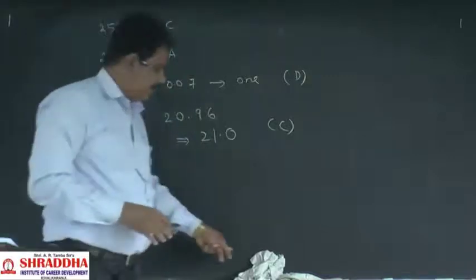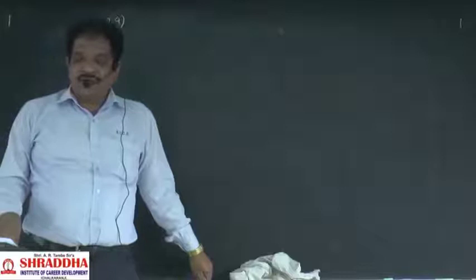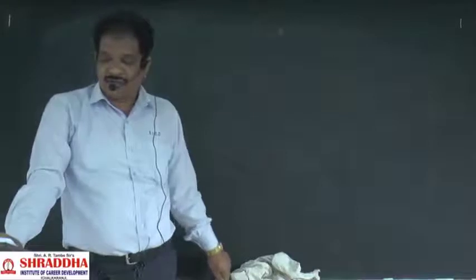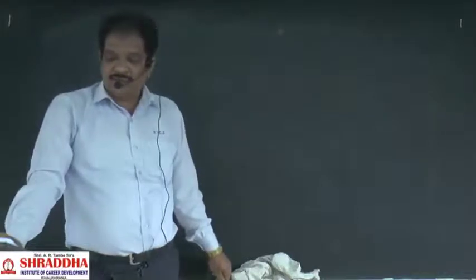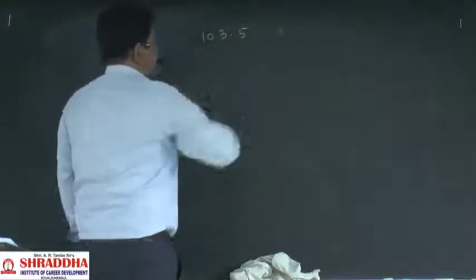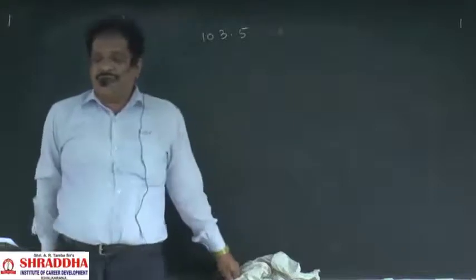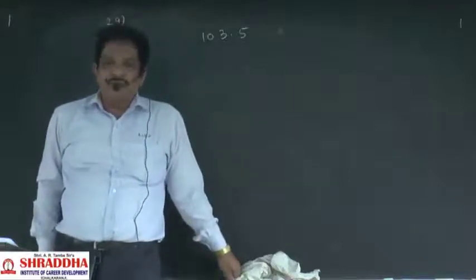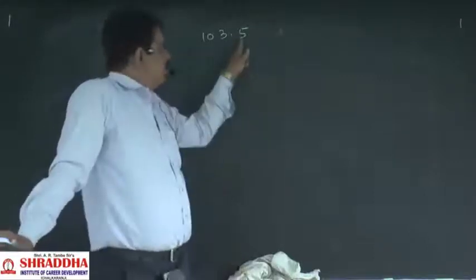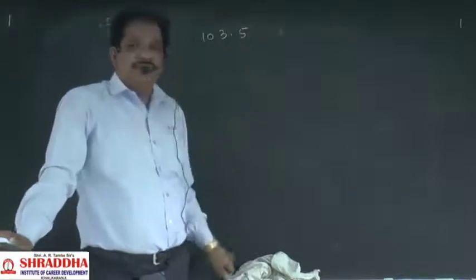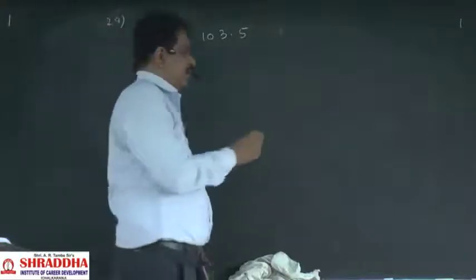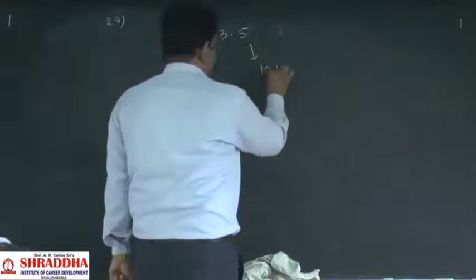Next, 29. Value of 103.5 kg is rounded off to three significant figures. Then the value is how much? 103.5 will have four significant figures. Okay? If you rounded that to three significant figures, what is the answer? Remove this 5. Preceding digit will be odd. So that digit value will be increased by 1. So it becomes 104.